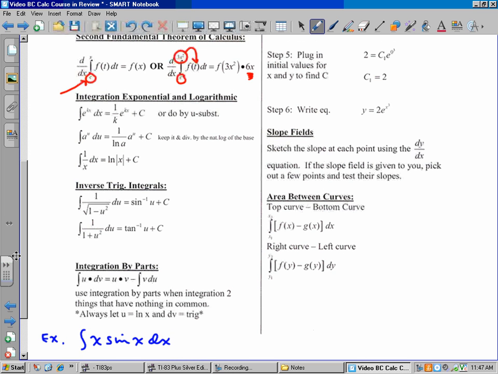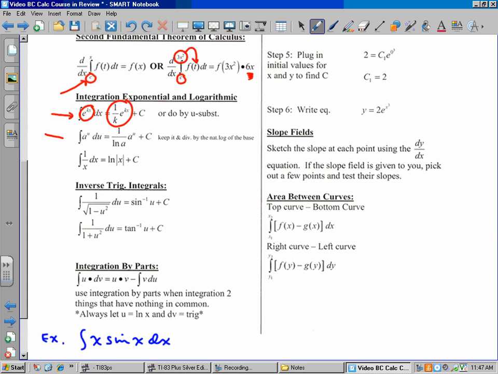When we're integrating exponential and logarithmic functions, the integral of e to the x is e to the x. The integral of e to the 7x is e to the 7x over 7. So that's just if it was e to the kx, it would be 1 over k times e to the kx. You could also do that using u substitution.